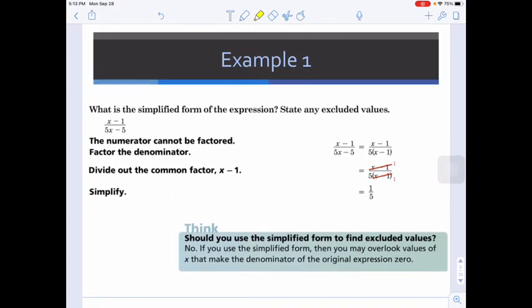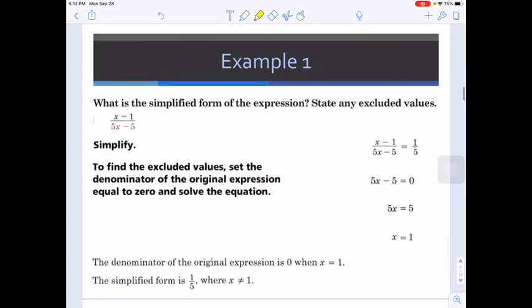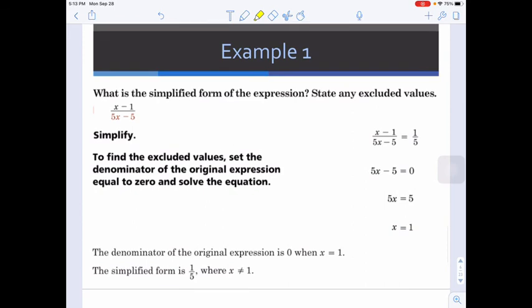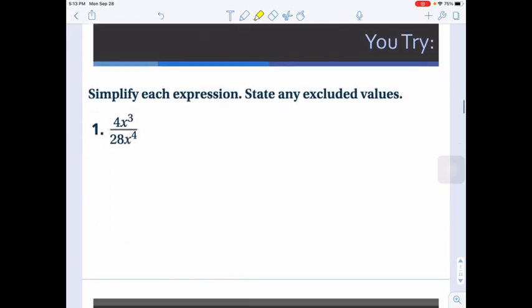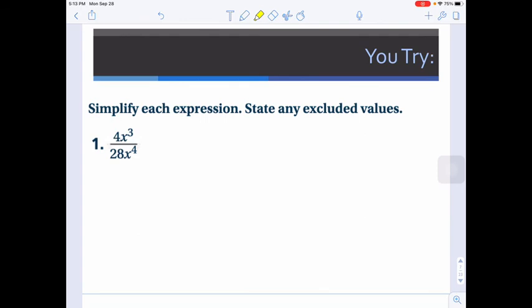Here's the work for simplifying the expression, and here is how to find the excluded values. Now I would like you to simplify the expression and state the excluded values from 4x cubed and 28x to the fourth. So find what they have in common, get rid of any common factors on the top and the bottom because they equal 1, and then figure out what would make the bottom equal 0.